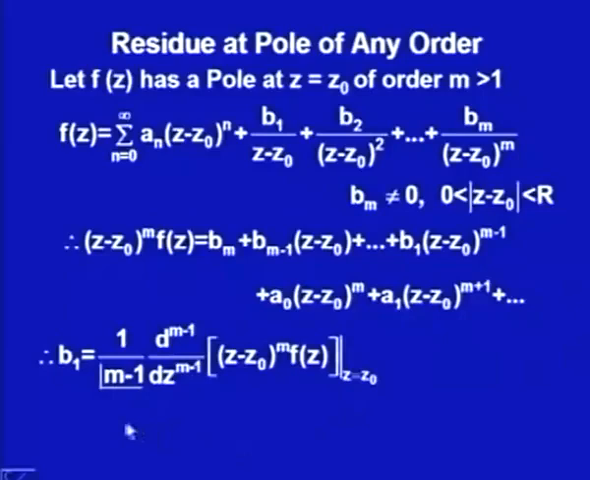So, now what have we got? We have got a formula for finding the residue at a pole of order m. This is the residue of f(z) at z equal to z naught. Let us use this formula for finding the residue for some functions.